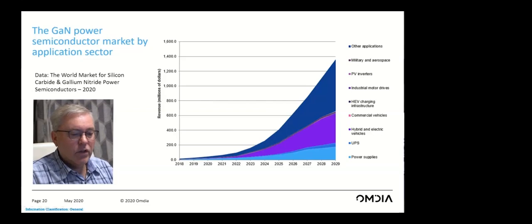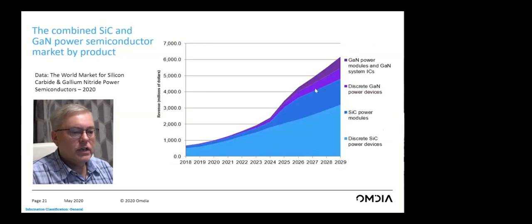The large other applications section contains things like wireless charging, automotive LiDAR, medical systems, and other things which have yet to be invented. This is the combined forecast for both SiC and GaN power semiconductors by product. The use of full SiC power modules in hybrid and electric vehicles from 2024 to 2026 causes a significant uplift to the overall market.